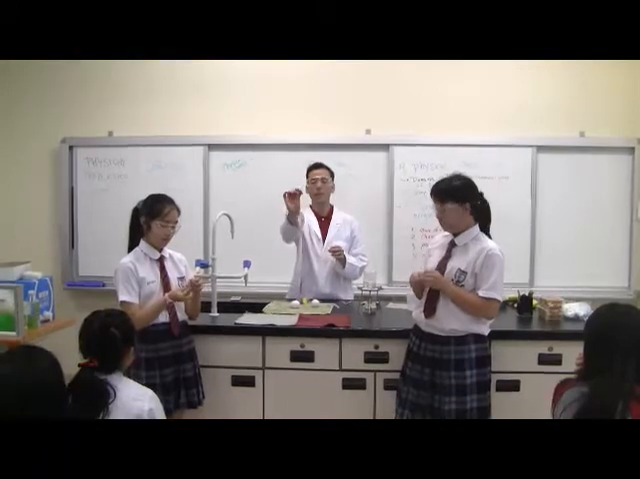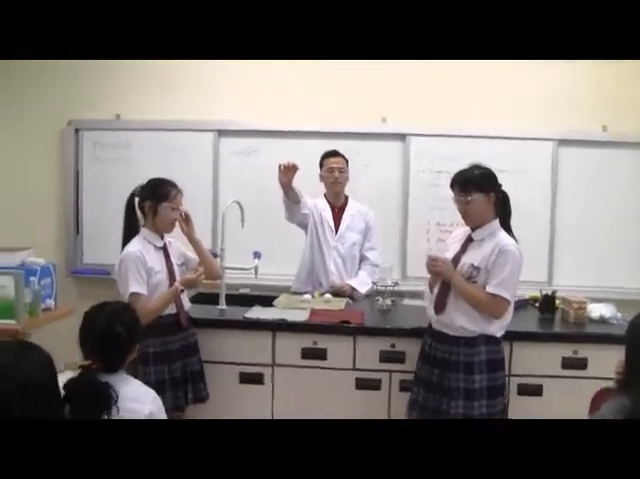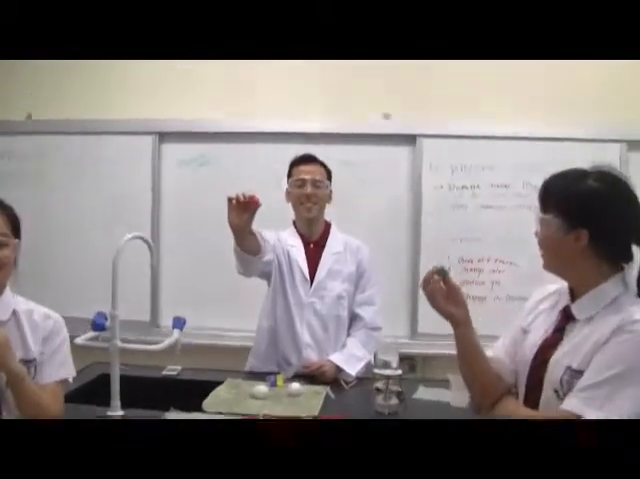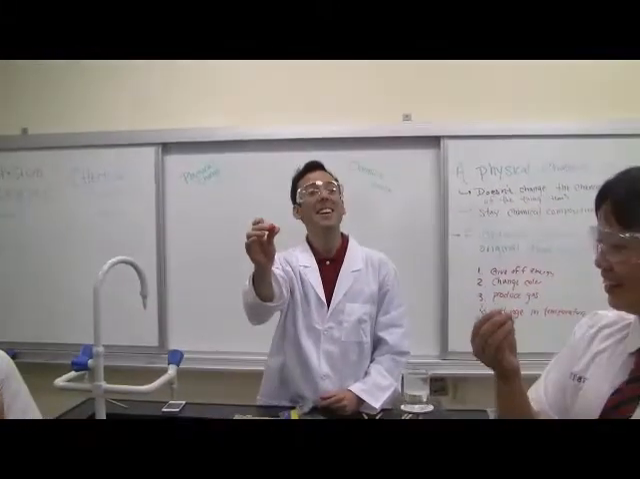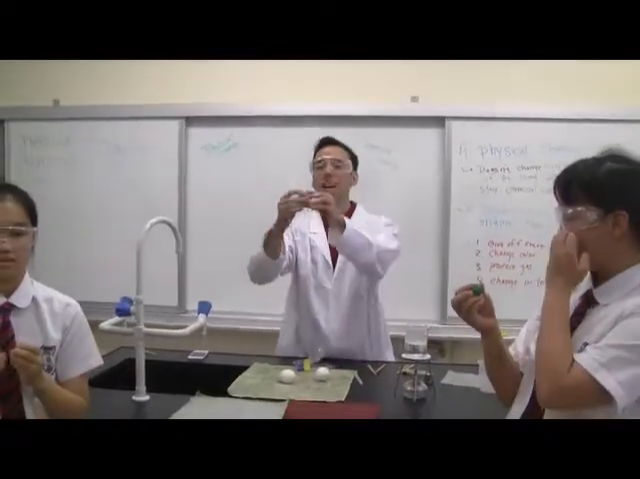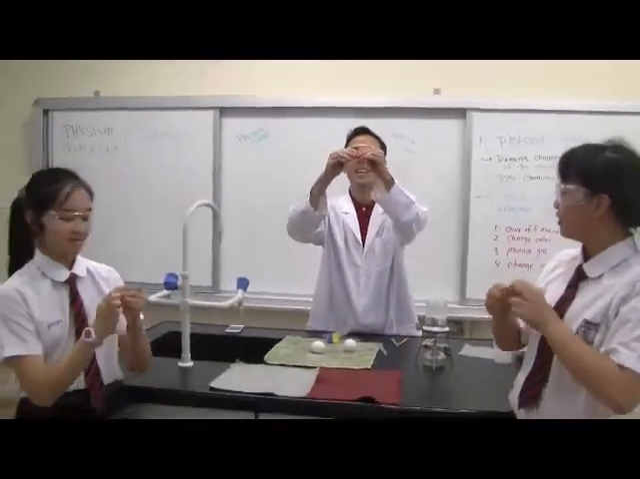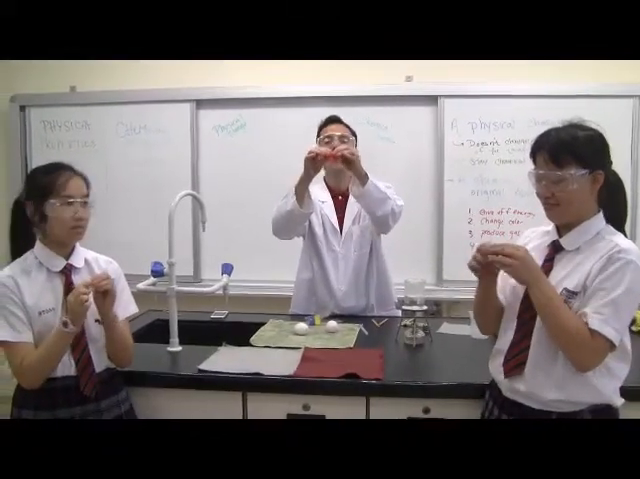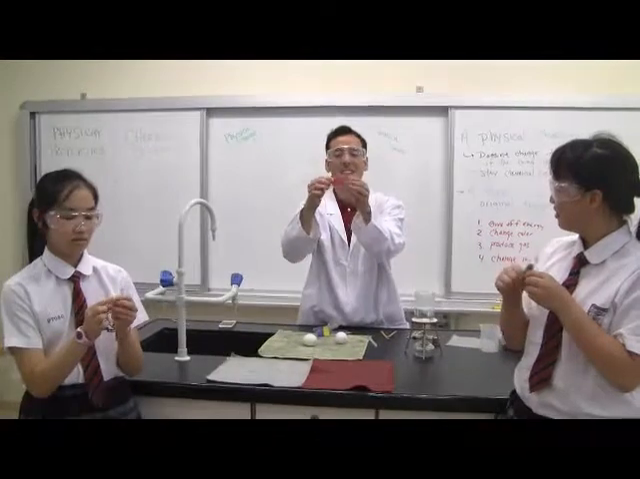So we have, hold up your ball. Okay, so we have 3 colored balls. We have a white, green, and red. Let's make it a flat, gooey, flat one. So is this an example of a chemical or physical change now?